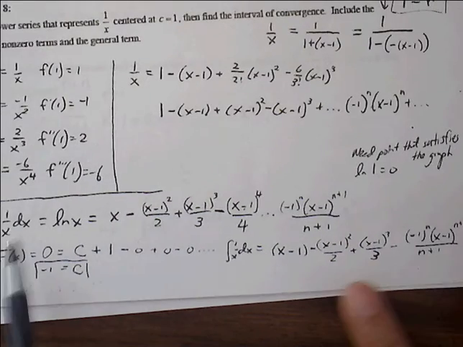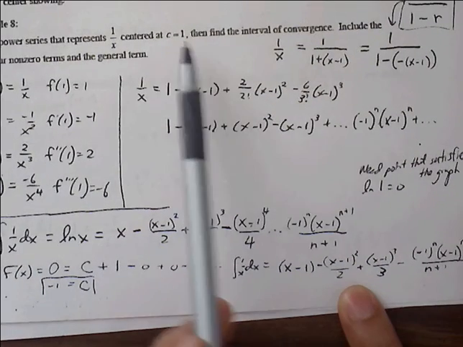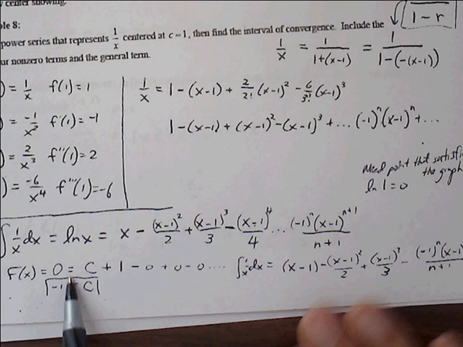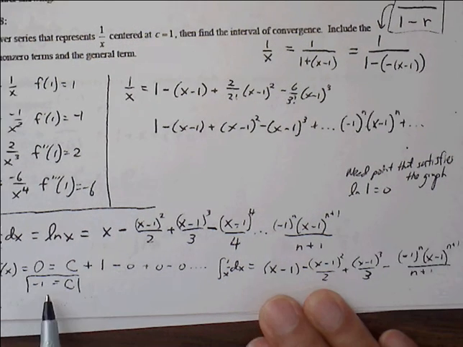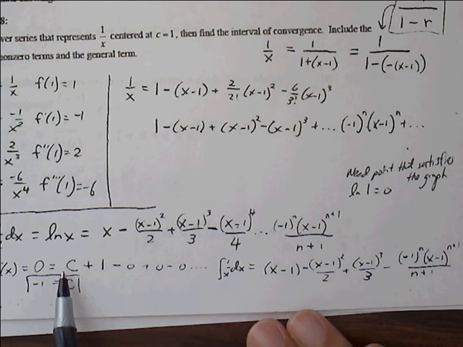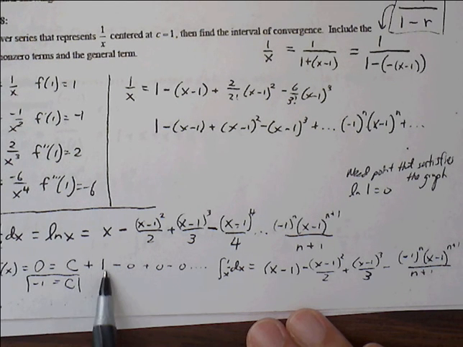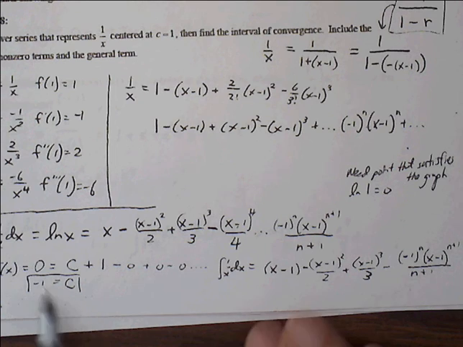And if we're missing the c value, we can find the c value by plugging in, because we know natural log of 1 is 0. So we replace all the x values with 1, and then we can solve for c. So c is equal to negative 1.